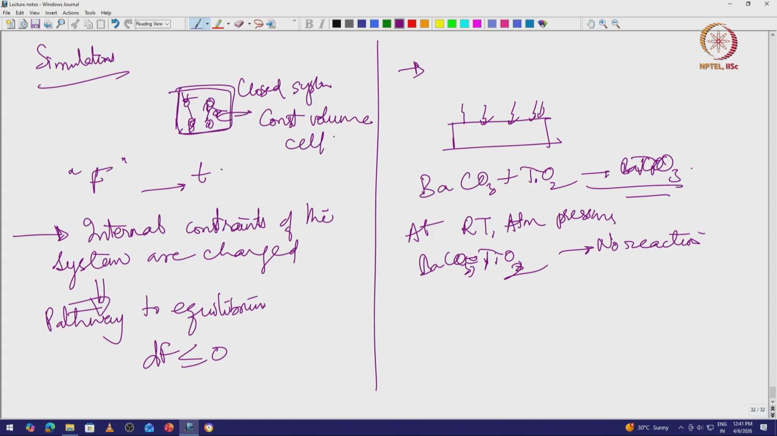But for the reaction to happen, I have to go to some temperature and pressure, or volume in this case. I am doing this in a simulation, in a Monte Carlo simulation. I have to go to some temperature and volume where this starts reacting. So essentially I am changing the external constraints. The temperature and volume, these external constraints, are being changed.